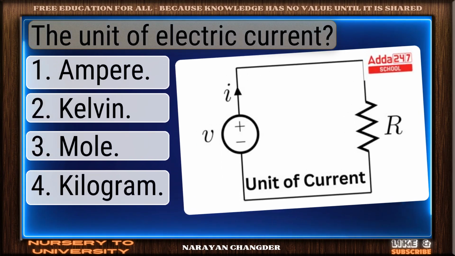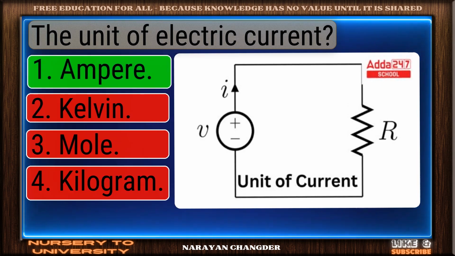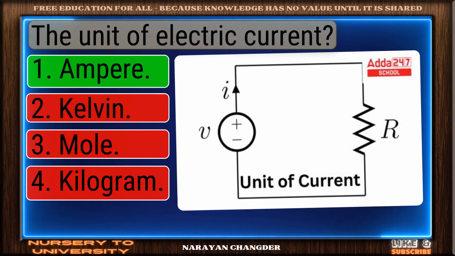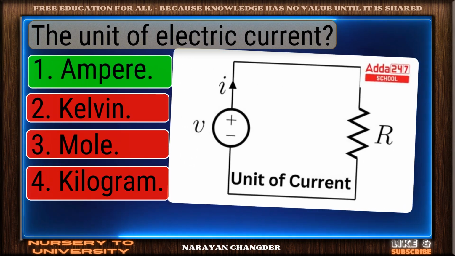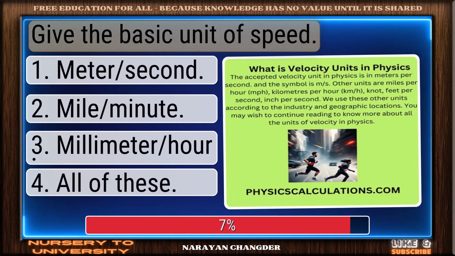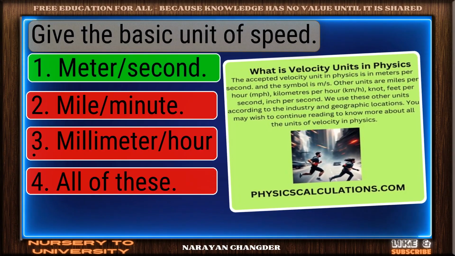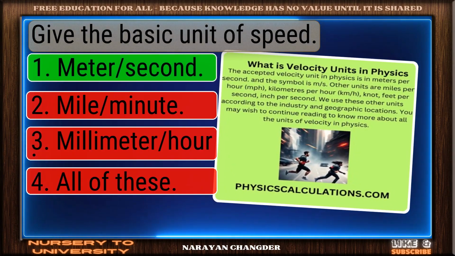Question number 220. The unit of electric current. Perfect. Ampere is the correct choice. Question number 221. Give the basic unit of speed. Good job. Your answer meter per second works well here.